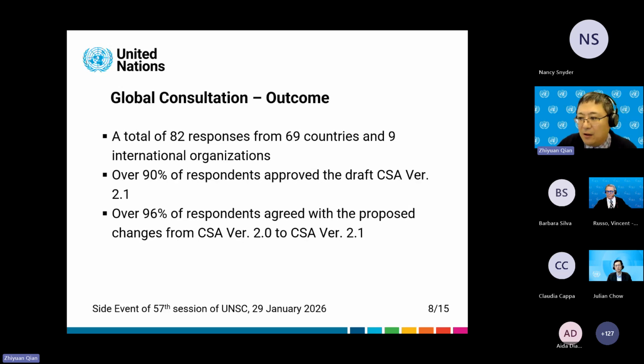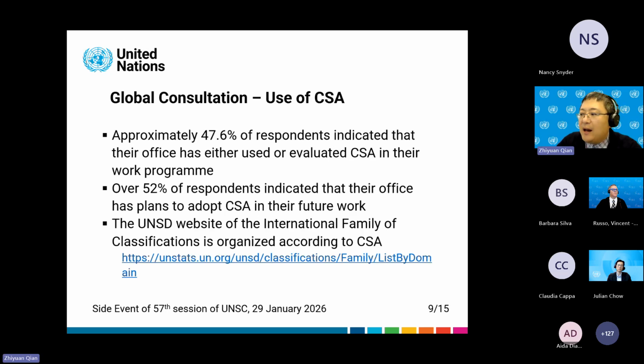This level of percentage is quite high. And over 96%, even better, of the respondents agreed with the proposed changes from CSA 2.0 to CSA 2.1. So yes, we are on the right track. This is quite positive feedback.